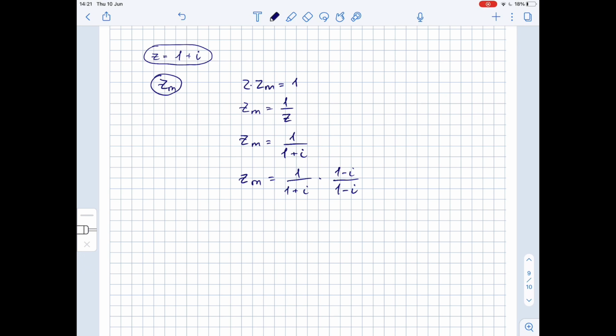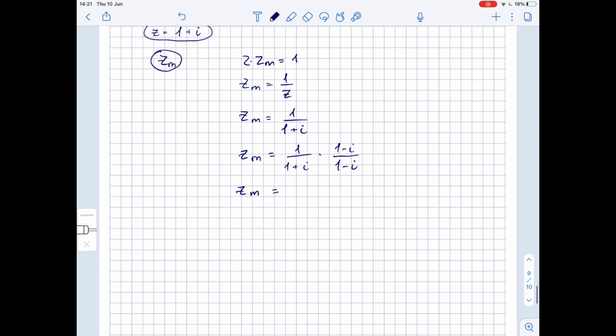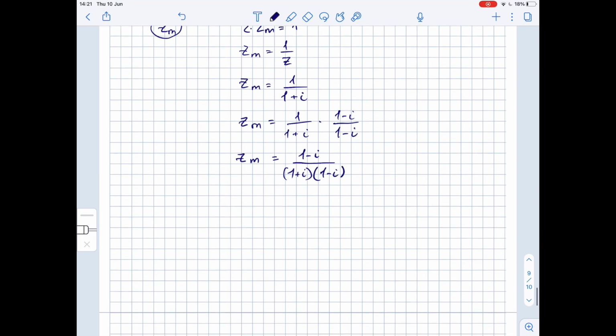So that's why it didn't change our equality. Great. So now z^-1 equals 1 minus i over (1 plus i) times (1 minus i). So z^-1 equals 1 minus i. Now we see that the denominator here actually equals 1 minus i squared.